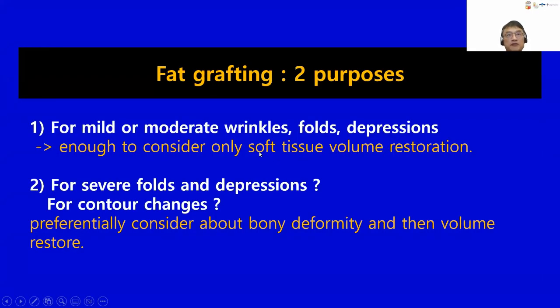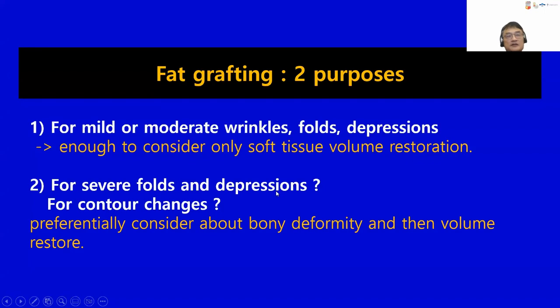There are two purposes of fat grafting. The first is to correct the mild, moderate wrinkle, fold, and depression. This is like an artificial filler injection for less volume defect. However, in case of older persons who have a severe type of wrinkle, fold, and depressions, the simple way of only correcting the surface volume restoration is always insufficient and sometimes causes unnatural result.